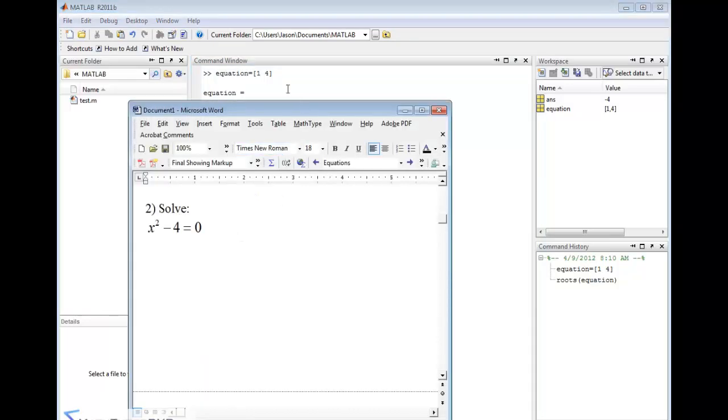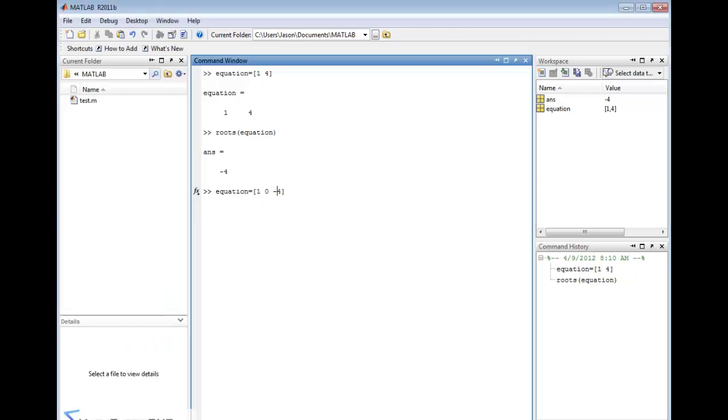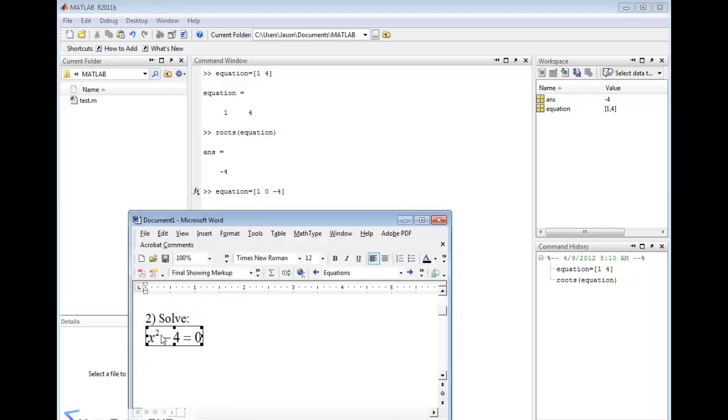Now make sure you understand what I'm doing here. When you define this, you need to have a spot for every descending power of x. So it's 1x squared. There are no x's in this equation, so you have 0x. And then the constant on the left-hand side is also wrapped up in there. Anytime you have a 0x or anything missing in the descending order of x, you need to make sure and put that in there. This tells MATLAB that this is a second-degree polynomial: 1x squared plus 0x minus 4 is equal to 0.